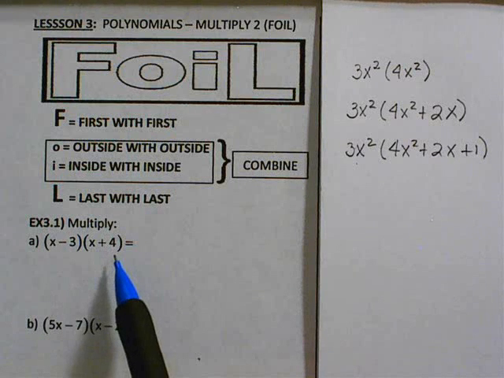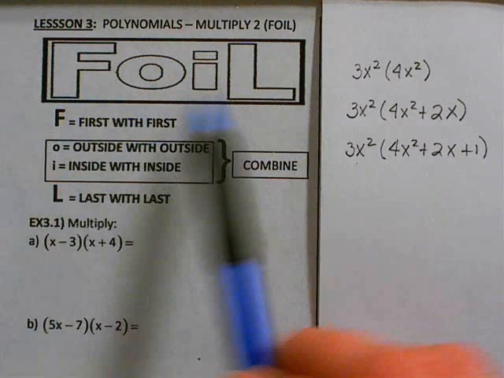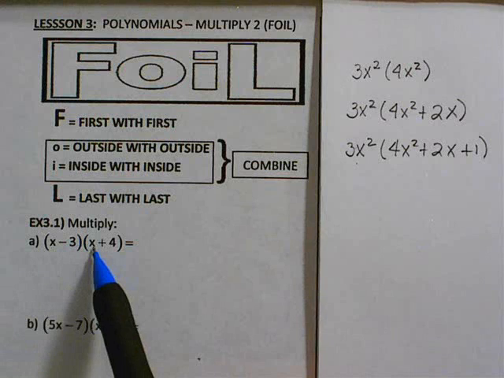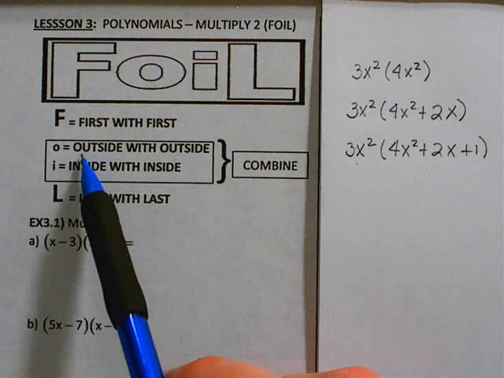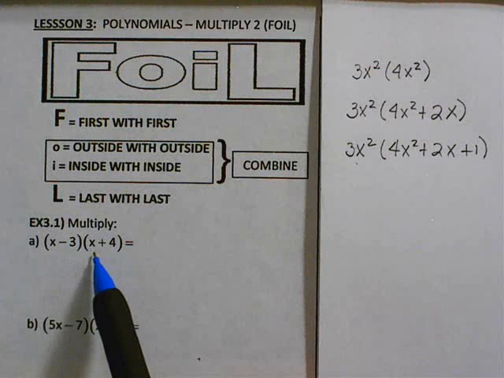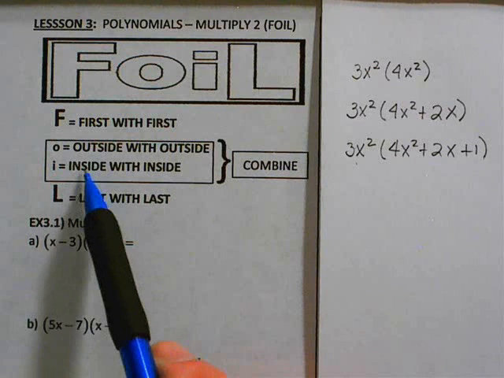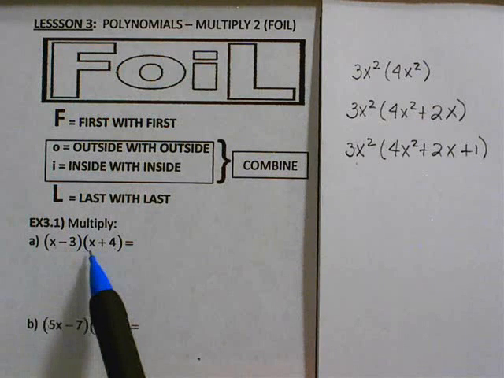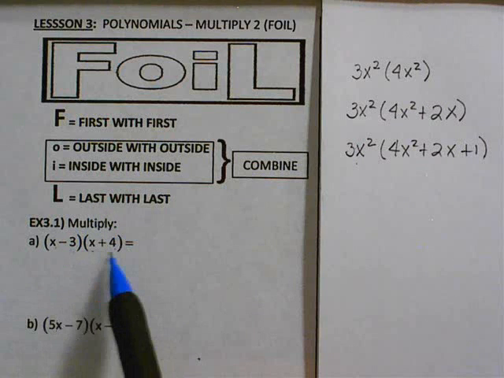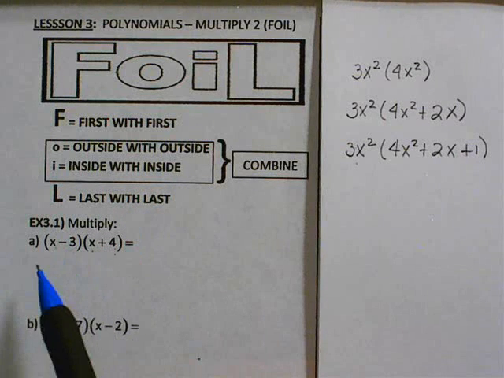In order to do that, we're going to use a method called FOIL. FOIL is an abbreviation that stands for F, first term times first term. The O stands for the outside term times the outside term. The I stands for the inside term times the inside term. And the L stands for the last term times the last term. So let's see how we apply this method in multiplying these two binomials.